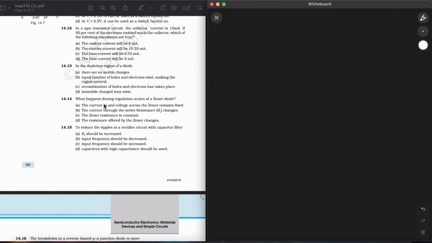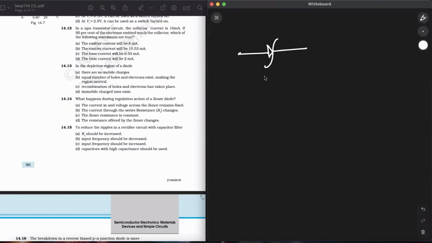So now we're talking about the Zener diode. What happens during regulation action of a Zener diode? First of all, you should know how it looks. Option A, the current and voltage across the Zener remain fixed. Wrong. The current through the series resistance RS changes. Correct. The Zener resistance is constant. Wrong. The resistance offered by the Zener changes. So option B and option D are correct.